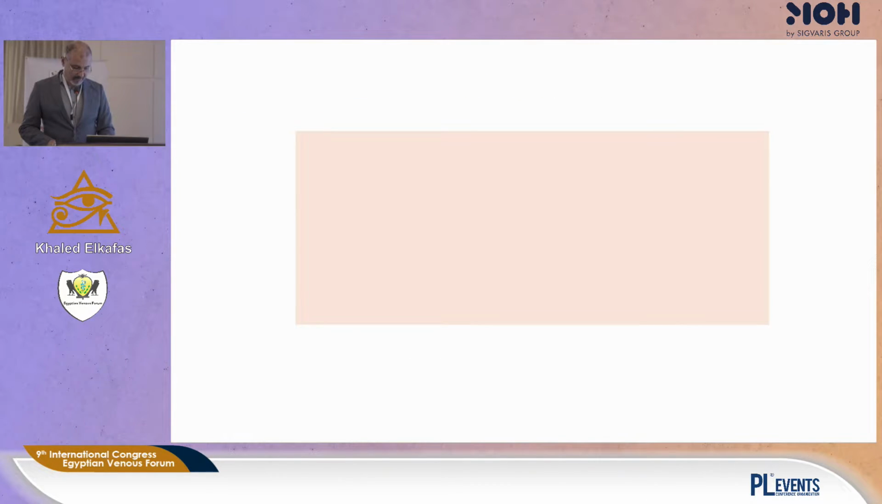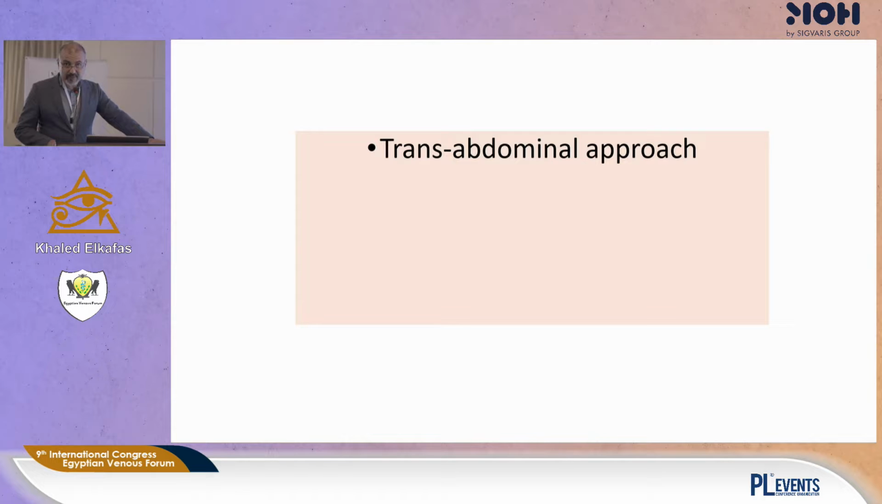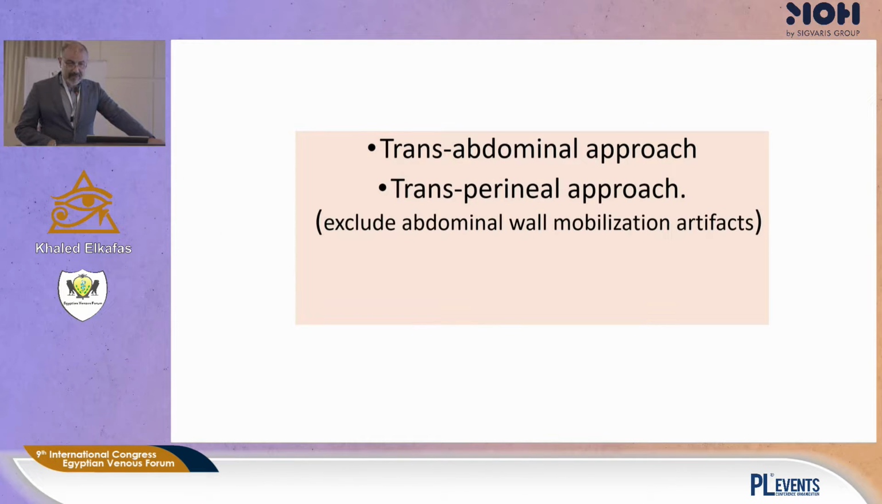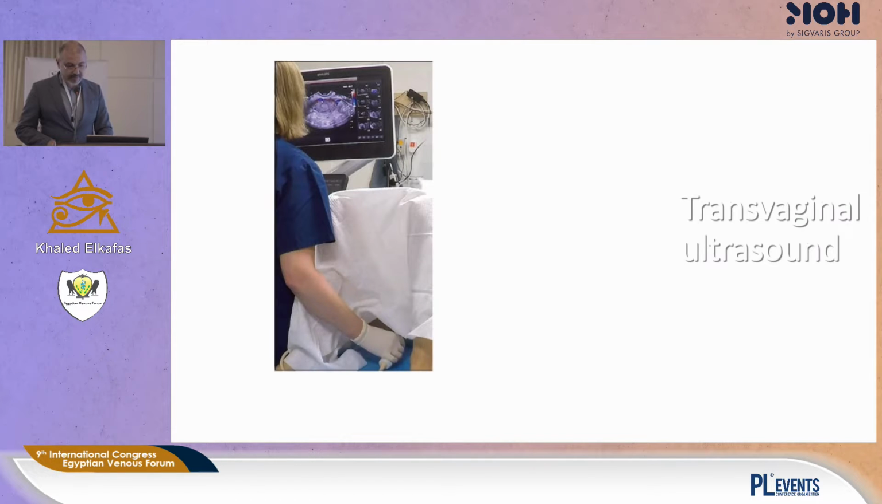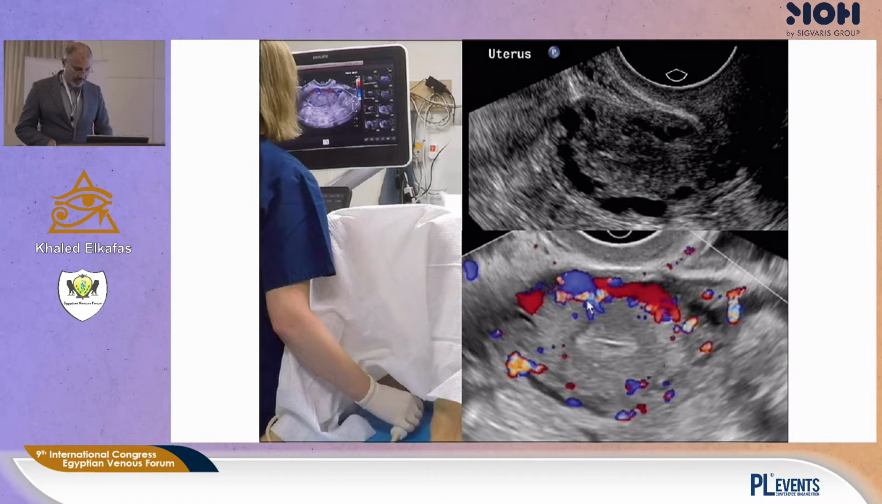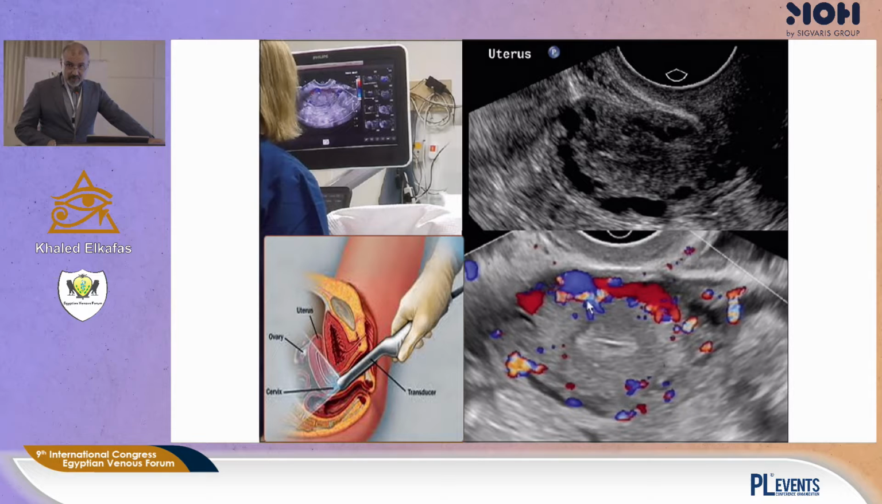How do we examine the pelvic veins? We have different approaches. We have a transabdominal approach, a transperineal approach, which is better than transabdominal because we exclude the motion artifacts from abdominal motility during respiration, and the most detailed study is by the transvaginal approach. Here is the transvaginal approach. Here's how we introduce the transvaginal probe into the vaginal cavity till we reach the cervix.